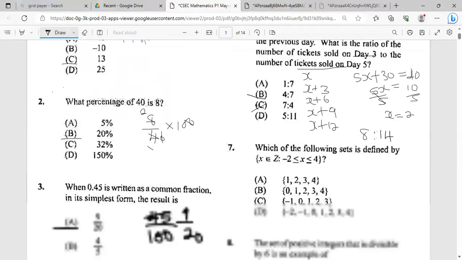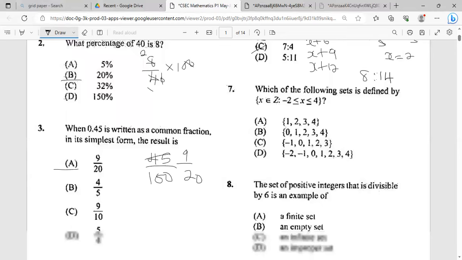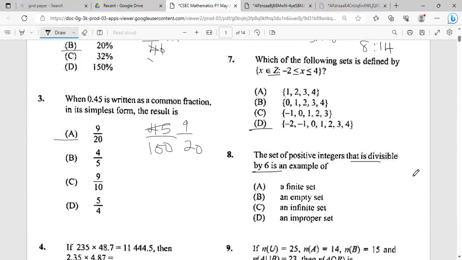Number 7 says, which of the following sets is defined by x, an integer, where -2 is less than or equal to x, which is less than or equal to 4. So we must include both of them. So that's the set of positive integers that is divisible by 6. All right, so basically that's an infinite set because you have an infinite number of integers that are positive. So that will be C.